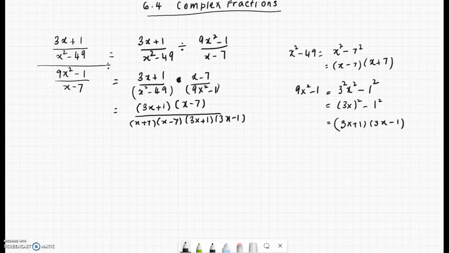So factor the numerator, factor the denominator, and now just cancel common factors. x - 7 with the x - 7, 3x + 1 with the 3x + 1. Now that we've cancelled all common factors, notice that the numerator is a 1, and what's left over is in the denominator, (x + 7)(3x - 1).